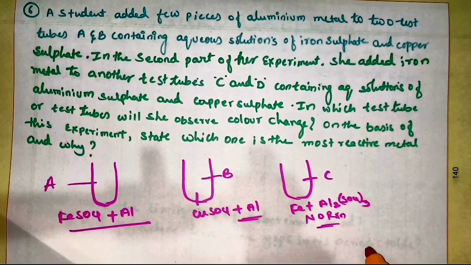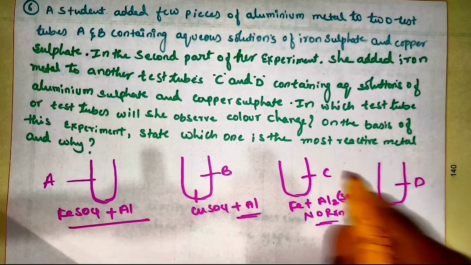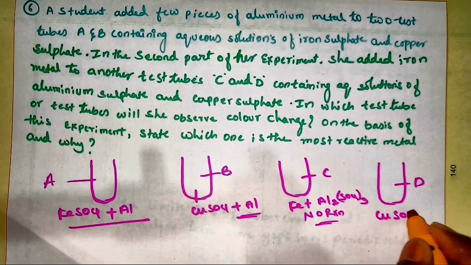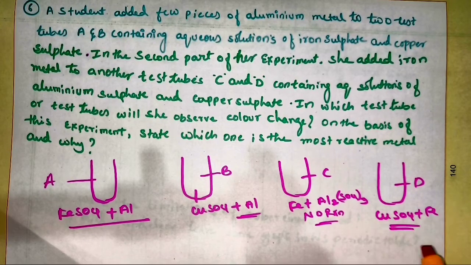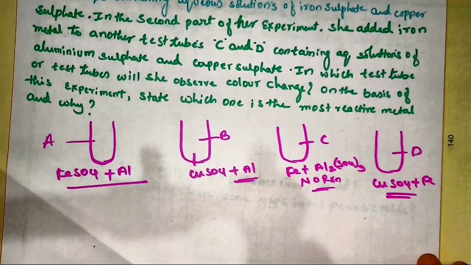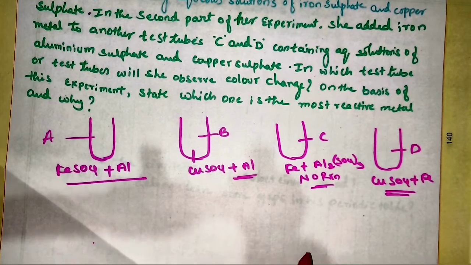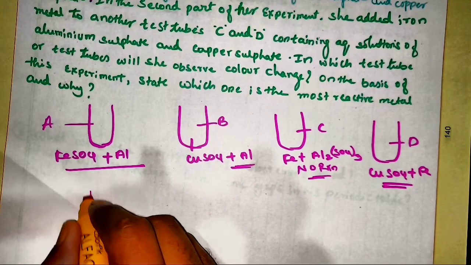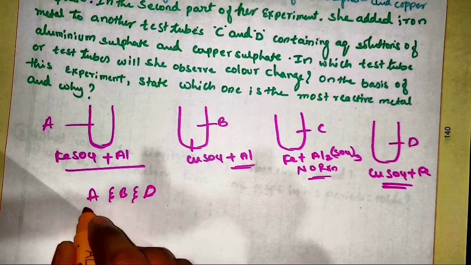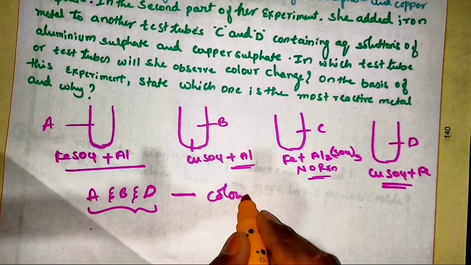Next, the fourth one: they have taken the fourth test tube, test tube D. Test tube D has copper sulfate, CuSO4. In that she added iron. So here a displacement reaction is going to take place. From this observation, except C, in all the other 3 test tubes a reaction is going to take place. So test tubes A, B and D will undergo displacement reactions. Hence we can observe color changes over here.